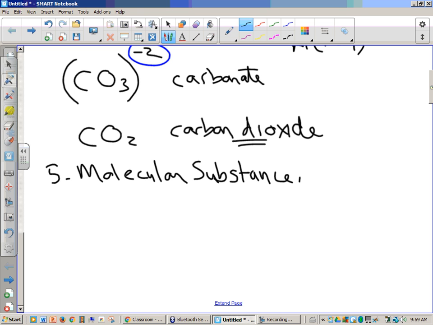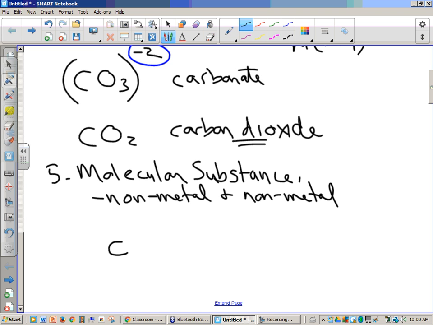And that's where we have two nonmetals, a non-metal and a non-metal, and they don't have a charge. If they had a charge, they'd be an ion, just like I talked about a moment ago. We did some pictures. Let's do carbon dioxide as an example.